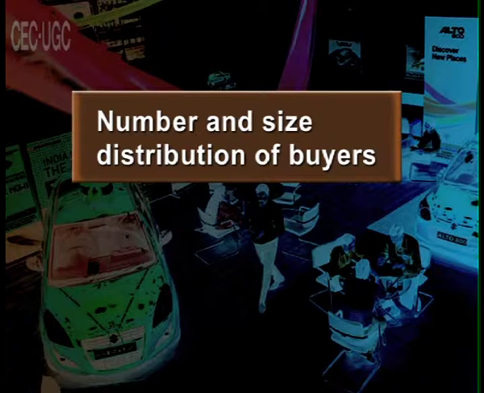Second, the number and size distribution of its buyers. Markets can also be characterized by the number and size distribution of buyers, where there are many small buyers of a product and all are likely to pay about the same price. If there are a large number of buyers, they will be unable to demand lower prices from the sellers. One reason why large firms are able to negotiate lower prices is because of large volume purchases.